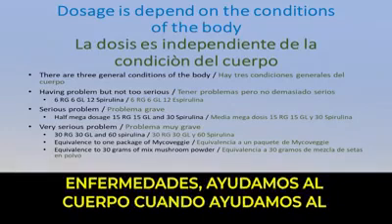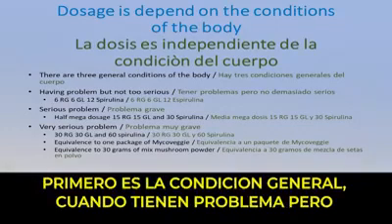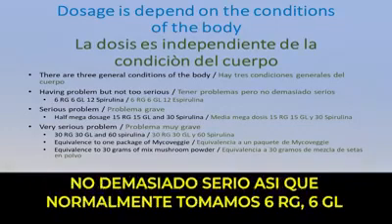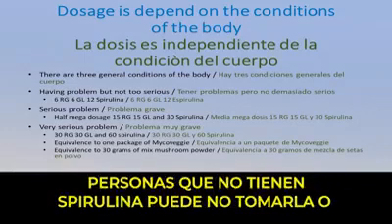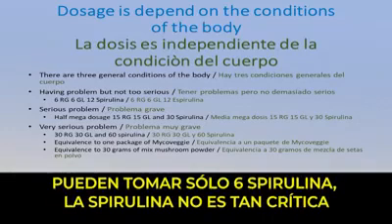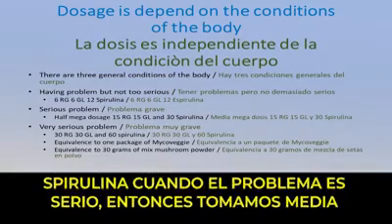So when we treat the body, there are only 3 conditions. First is the general condition. They're having a problem but not too serious. Then normally we take 6 Rg, 6 GL and 12 spirulina. And spirulina is helping, you know. Sometimes those people do not have spirulina, they can even skip it, or take 6 spirulina. The spirulina is not so critical, but Rg and GL are critical. So you take 6 Rg, 6 GL, and 6 to 12 spirulina.